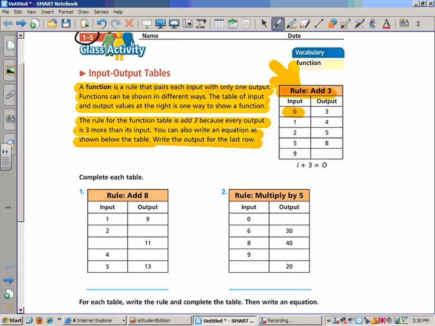So when you put 0 in, you add 3 to it, and 3 is the output. 1 is your input, add the rule 3, and you have 4. 2 goes in, 5 comes out.